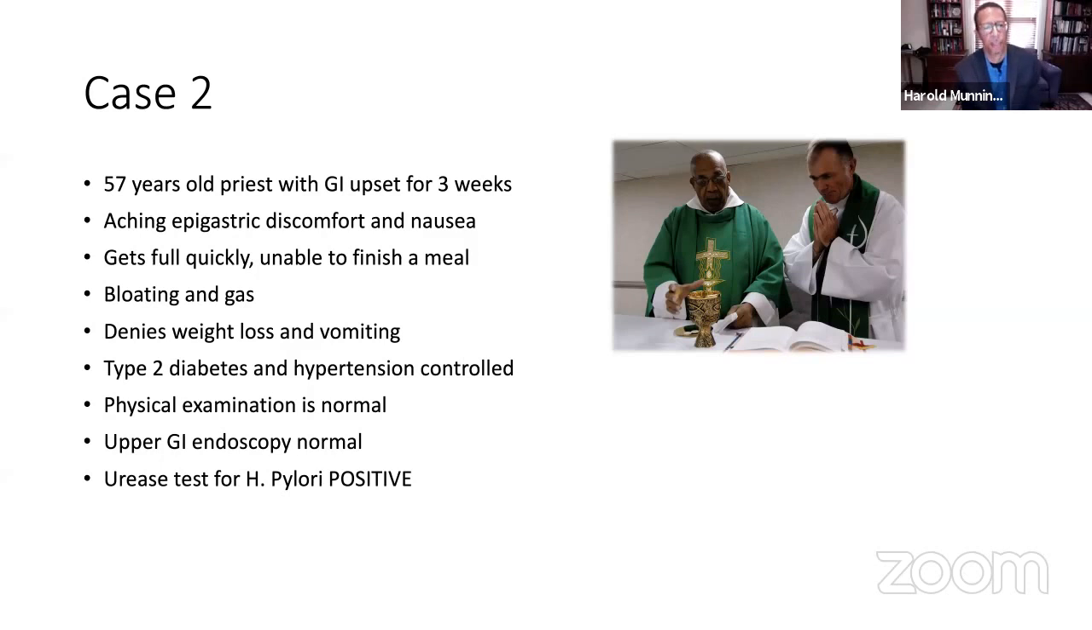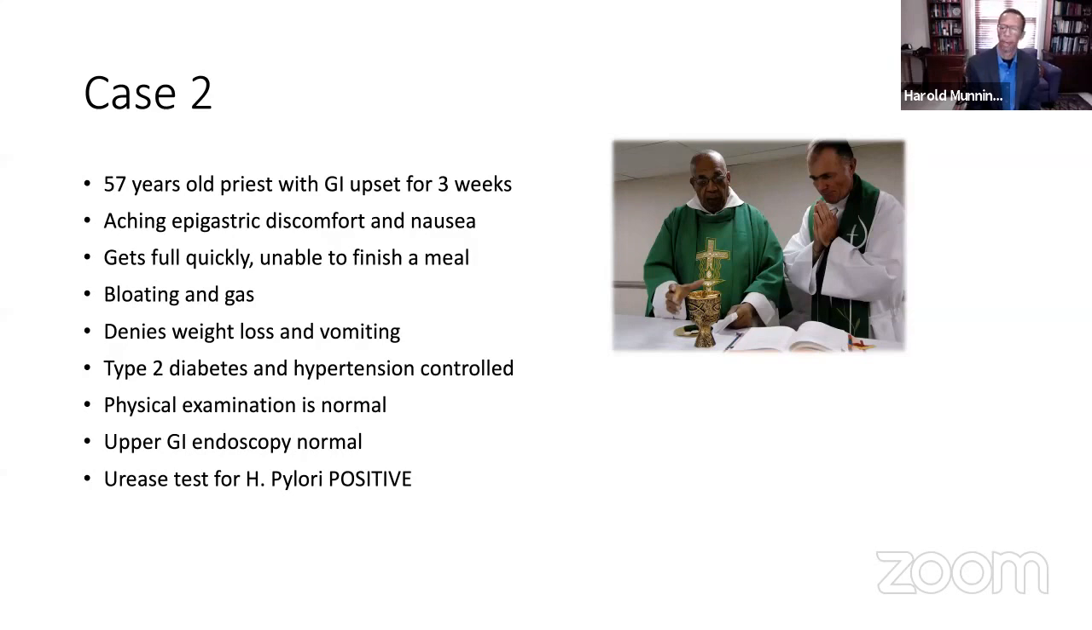Let's look at another case. These are not imaginary cases. These are all from my practice. We have a 57-year-old priest who complains of upper GI upset for 3 weeks. It's an aching abdominal discomfort, and he's got a lot of nausea. He's got a lot of bloating and gas. He's unable to finish a meal, gets full quickly. Although he's unable to finish a meal, he hasn't lost any weight and he hasn't had any vomiting.